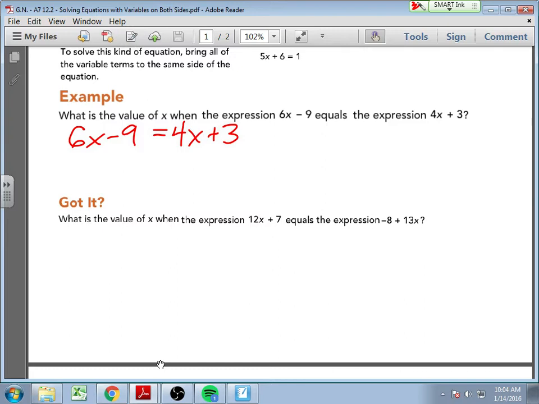10 minutes remaining. Olivia, what'd you do first here? Okay, well, first I added 9 to both sides. She added 9 to both sides. So you must have decided the right side will be your constant side then, right? Because you got rid of it on the left side. I guess. You guess. Because then we have 6x equals 4x plus 12.